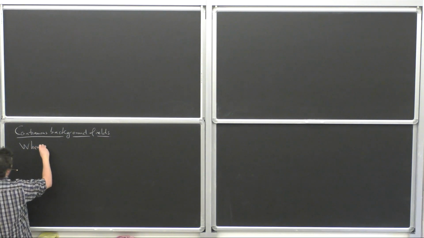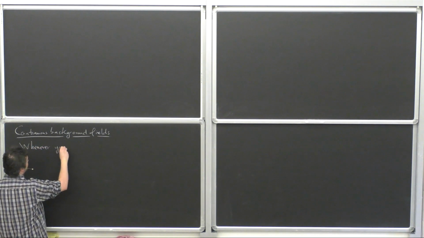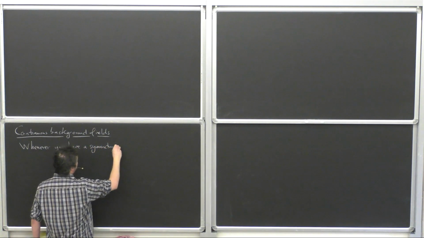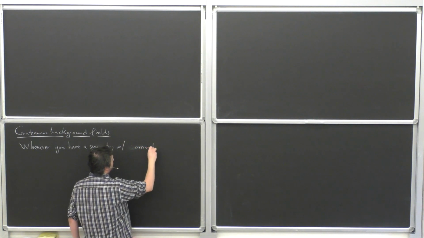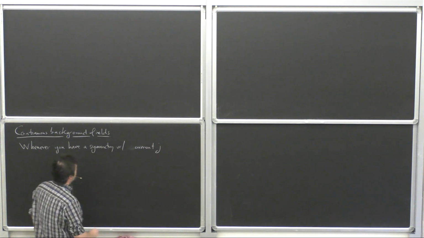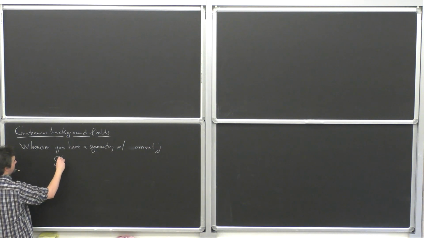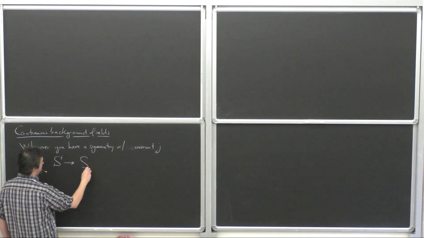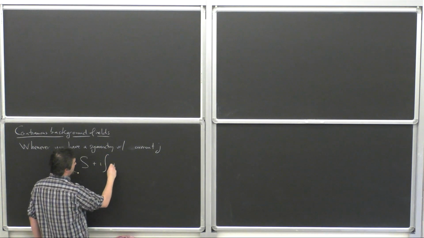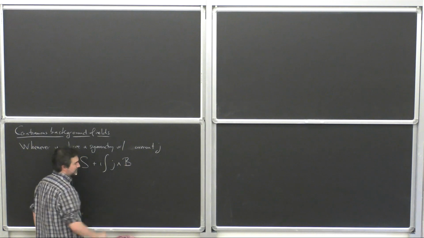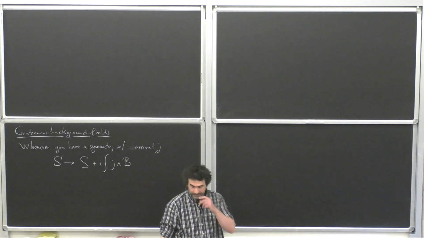Whenever you have a symmetry with conserved current J, you can do the following modification to the action. You send the action to the old action plus i times the integral of J wedge B. And we call this object here the background field.